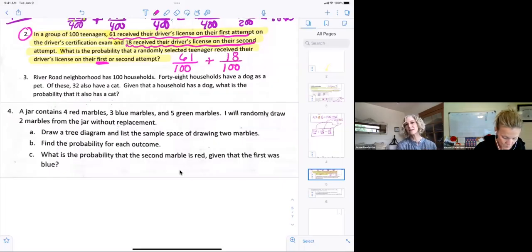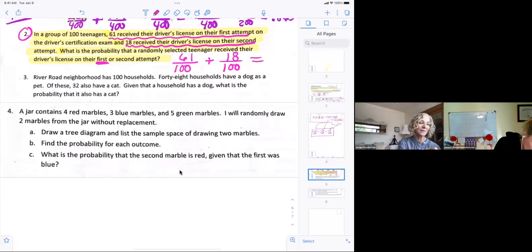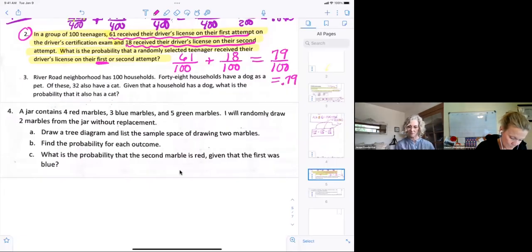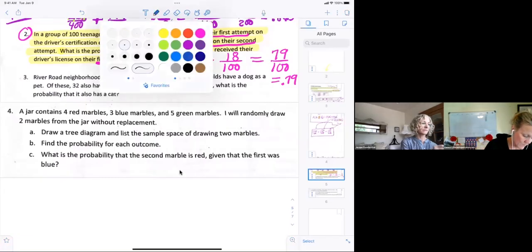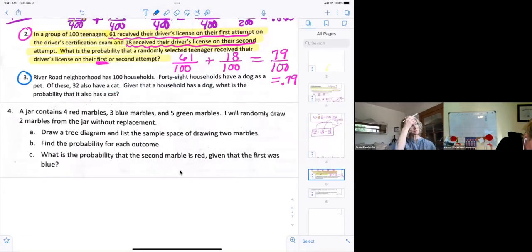Do you see now that these are disjoint events, different than the first problem, because a student cannot receive their driver's license on their first attempt and their second attempt. If they received their license on their first attempt, they wouldn't have a second attempt. So those are disjoint, and we can just add them without subtracting anything. And we get 61 plus 18 is 79, and that simplifies as a decimal to 0.79. Okay, moving on to number 3.